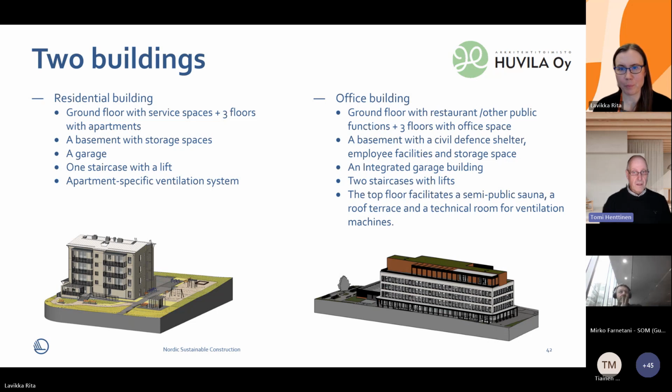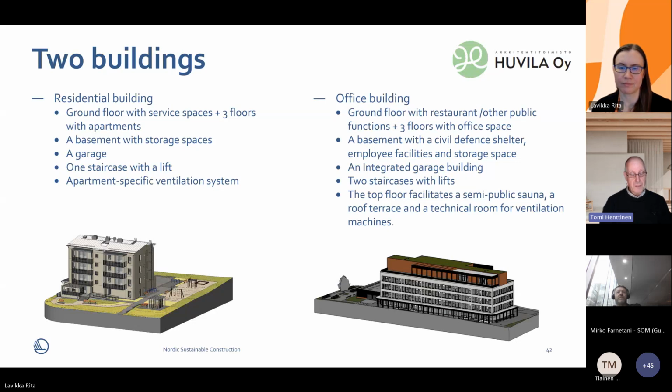so there was no additional or separate ventilation room. The office building was much larger, so there was a ground floor with the restaurant and some other public facilities, and then 3 floors with office space. The basement also had a civil defense shelter, employee facilities, and some storage space. There was a separate integrated garage building, 2 staircases, and then on the top floor there was a semi-public sauna that can be rented out, and a roof terrace, plus a technical room for ventilation machines.